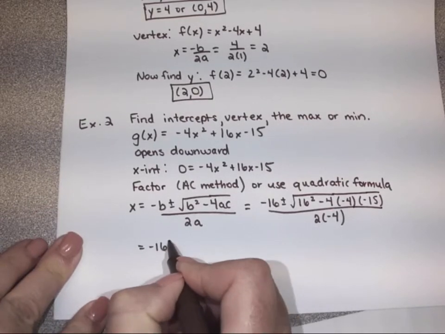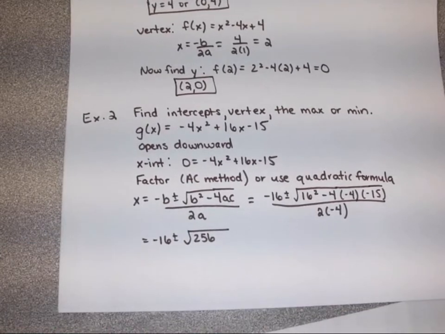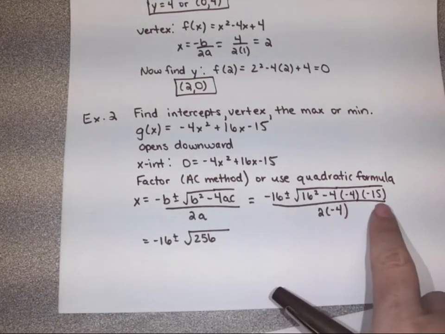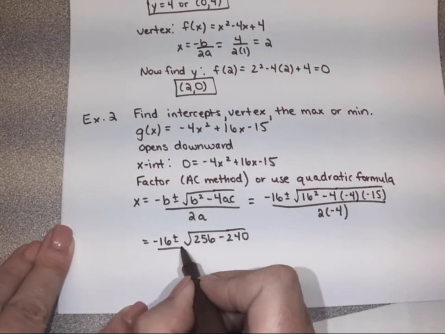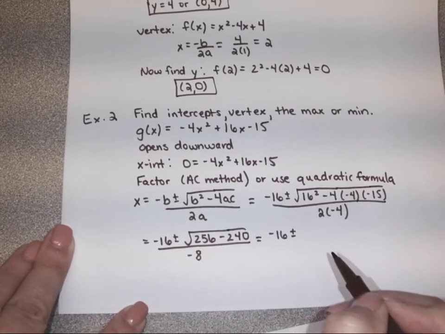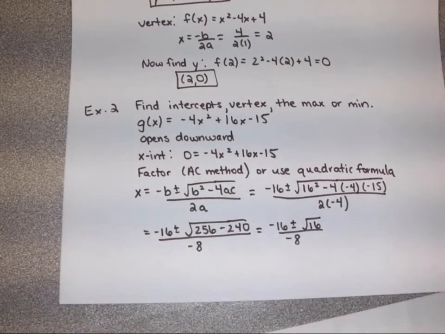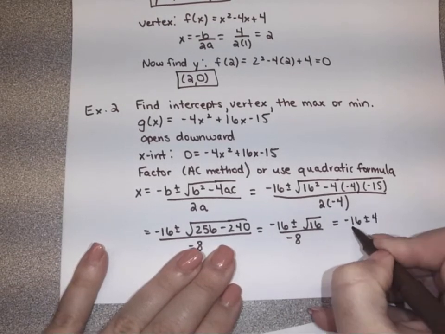So this is going to be negative 16 plus or minus 16 squared is 256. Be really, really careful of your signs, but negative 4 times negative 4 is 16, and then times negative 15 would be negative 240. And then on the bottom, we're going to get negative 8. So even though we have large numbers, actually 256 take away 240 is the square root of 16. And we actually know the square root of 16, right? We don't need to factor tree that or do anything fancy with it, right? What is the square root of 16? 4. So we end up getting negative 16 plus or minus 4 over negative 8.